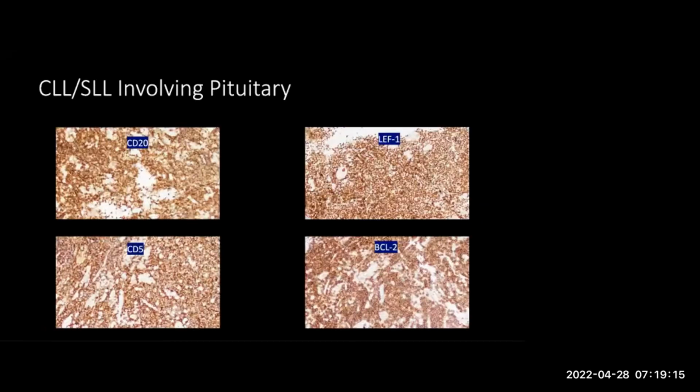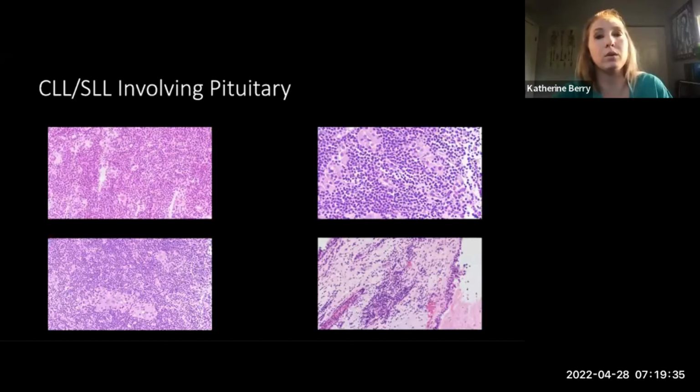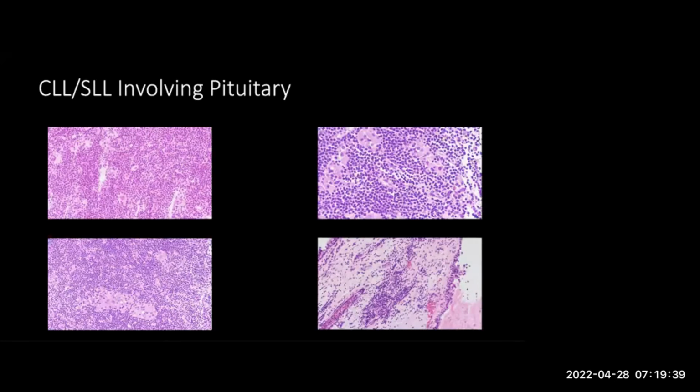It's difficult to discern on low power H&E and on frozen sections especially. And of course we go back and ask if this patient had a history of CLL. In this case, did he? Not that we know of. Oh wow! Yeah. So I sent this to HemPath.